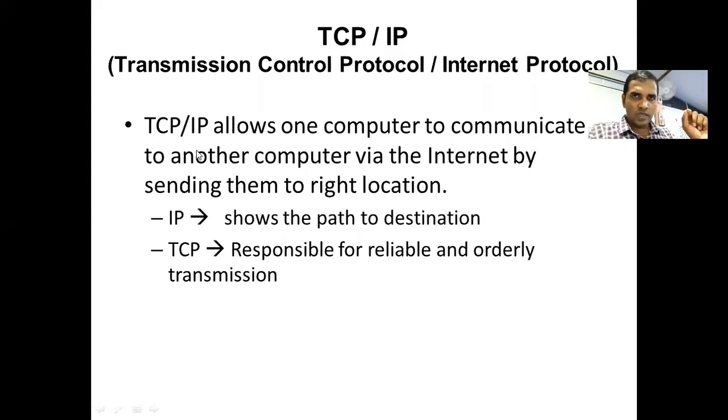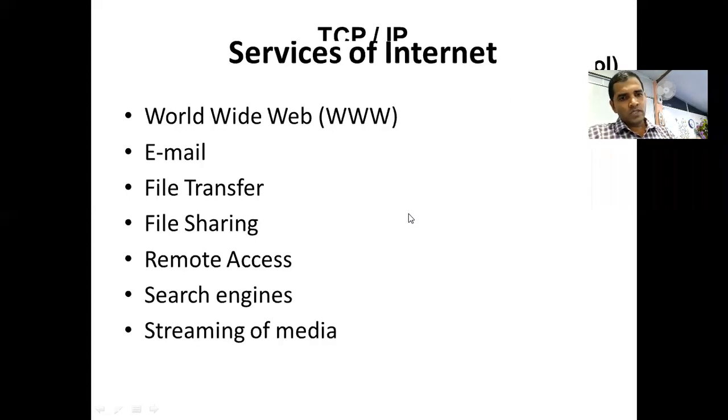So try to understand. TCP is for arranging data in a particular order. It is the responsible protocol for arranging every piece of data in an order. But IP is for showing the destination. So this is TCP/IP. Every computer on the internet should use the TCP/IP protocol. So they are the protocols, right?